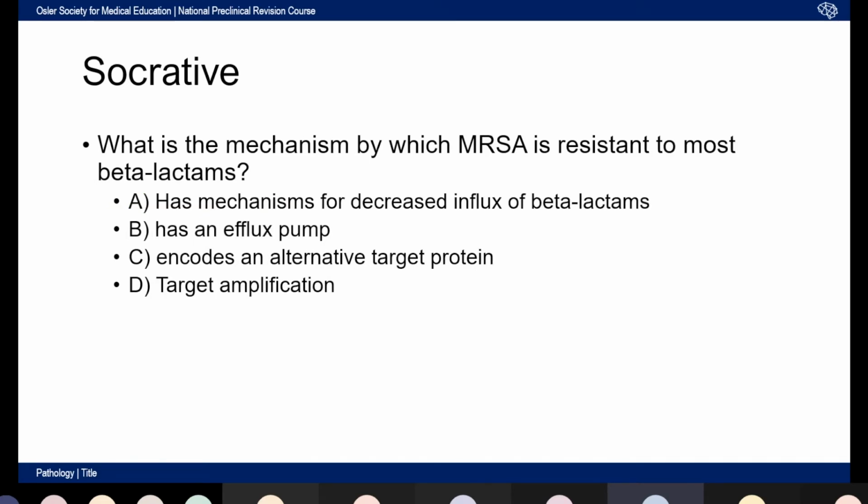And then for the next, what's the mechanism by which MRSA is resistant to most beta-lactams?